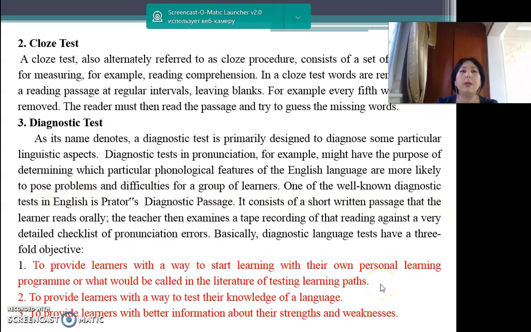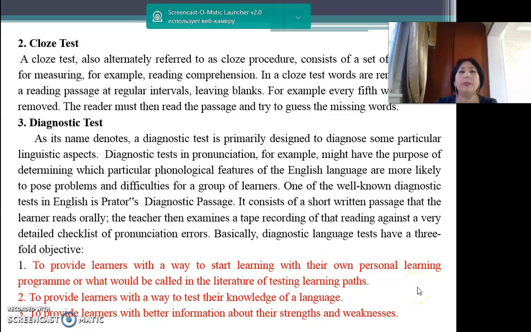The second type is the cloze test. The cloze test, also alternately referred to as cloze procedure, consists of a set of techniques for measuring, for example, reading comprehension. In a cloze test, words are removed from a reading passage at regular intervals, leaving blanks. For example, every fifth word may be removed. The reader must then read the passage and try to guess the missing words.